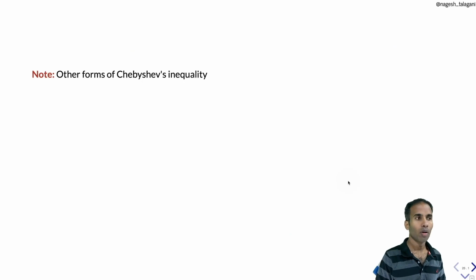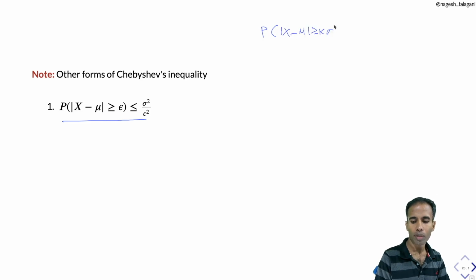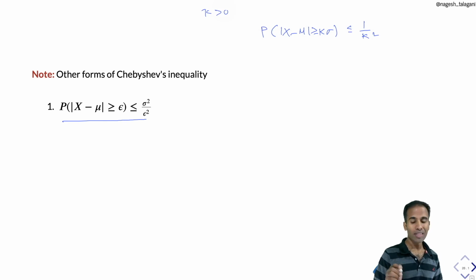Okay, next. Now let us look at some other forms of Chebyshev's inequality. Here is the one: the probability of |X - mu| greater than or equal to epsilon is always less than or equal to sigma square by epsilon square. What we know actually from Chebyshev's inequality is that the probability of |X - mu| greater than or equal to k sigma is always less than or equal to 1 by k square, where k is positive. So let's try to realize this inequality in that form so that we can apply Chebyshev's inequality.